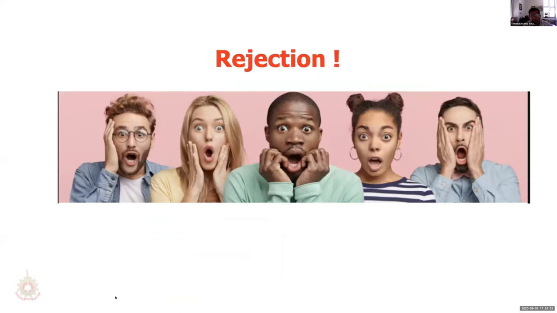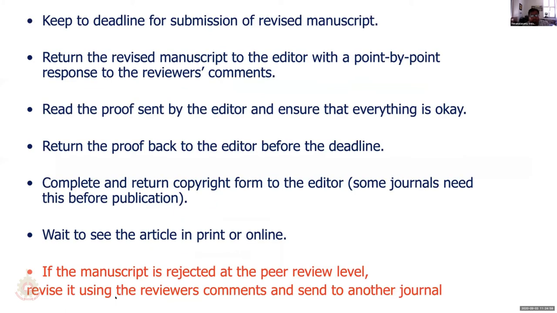Rejection. When you get a rejection, don't panic. Keep the deadline for submission of a revised manuscript. Return the revised manuscript to the editor with a point-by-point response to the reviewer comments. Read the proof sent to the editor and ensure that everything is right. Complete and return the copyright form. Wait for the article to be available online.